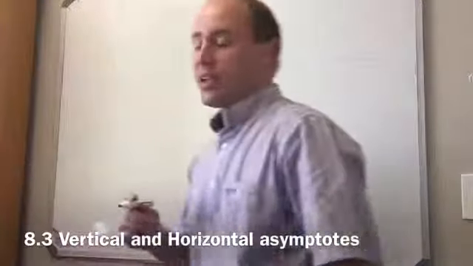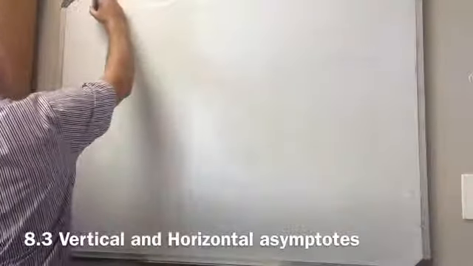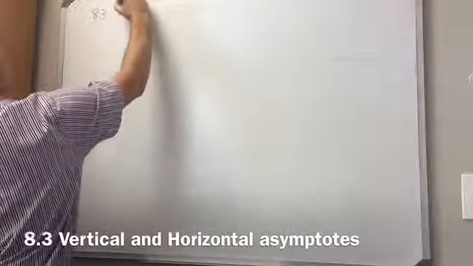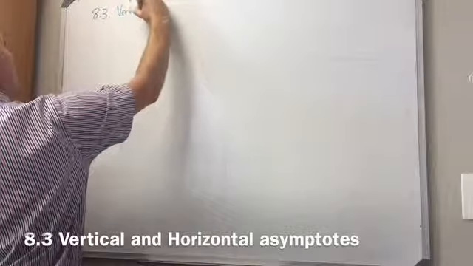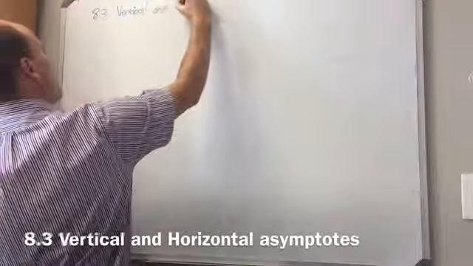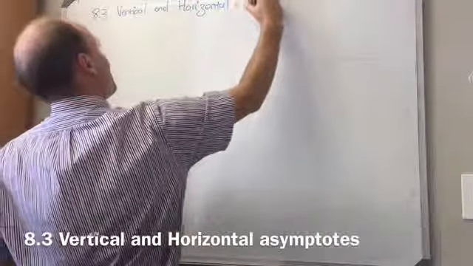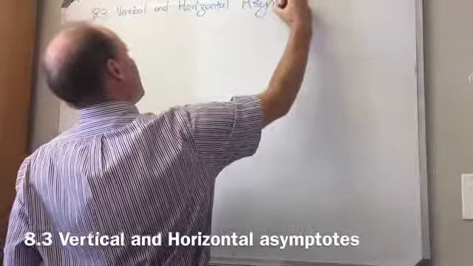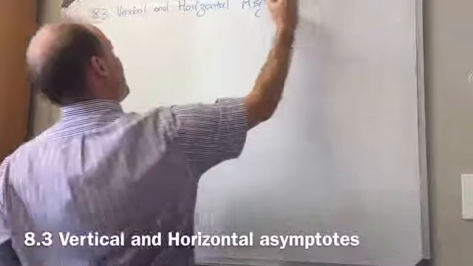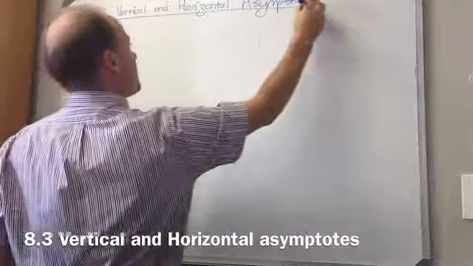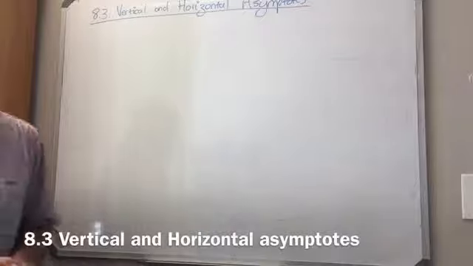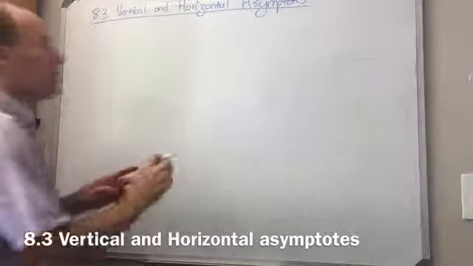So asymptotes is something that you've probably covered already in school, but we should cover it again. So there's vertical and horizontal asymptotes. Okay, so what's a vertical asymptote?